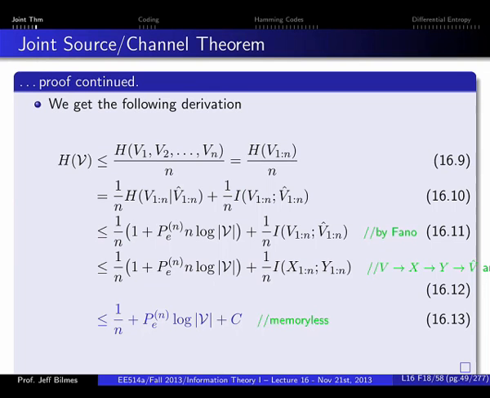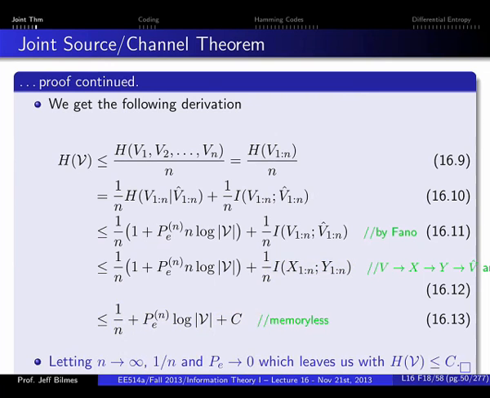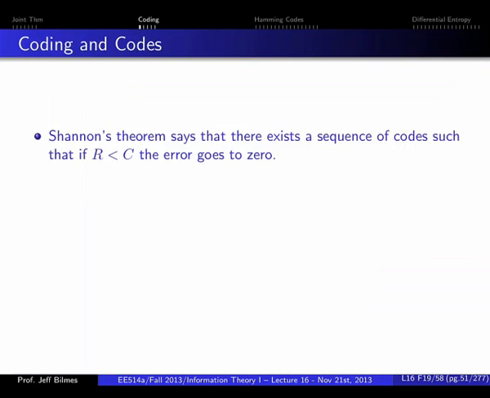Capacity, that's doing the capacity optimization to go from here to here. And also the channel memoryless property. And then we know that one over n goes to zero as n gets big, and the probability of error goes to zero. So what we're left with then is that the entropy is less than or equal to the capacity. Okay, n can be made arbitrarily large.